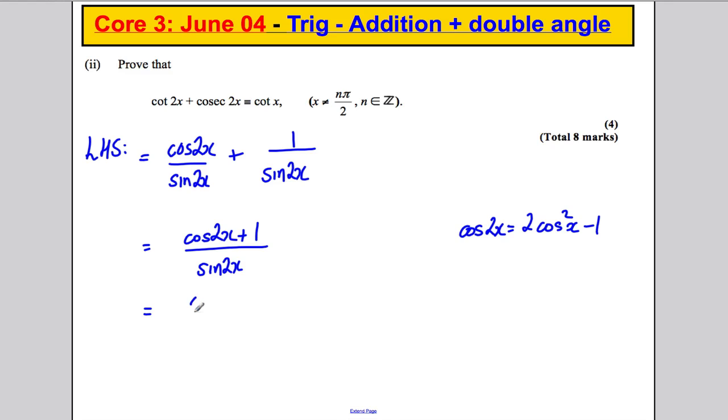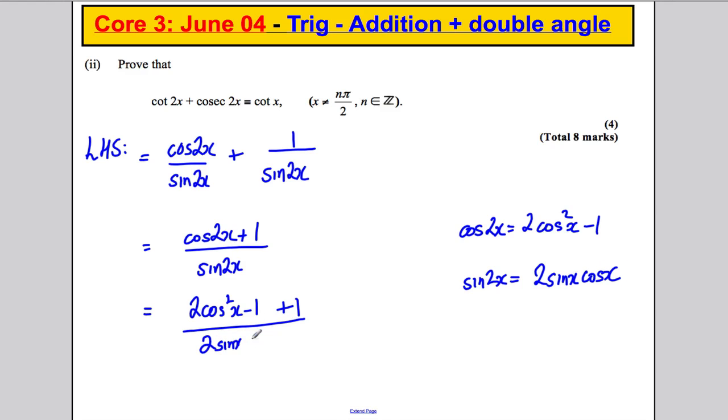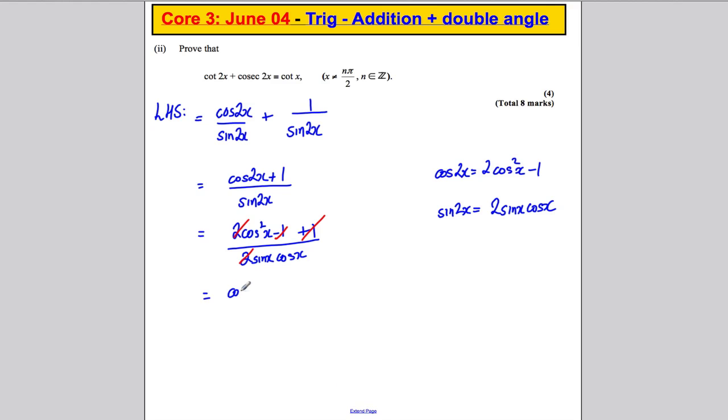So we could write this as 2 cos squared x subtract 1 plus 1 all over, could we write sine 2x as anything helpful? Well, we could write that as 2 sine x cos x. So all over 2 sine x cos x. Now, the negative 1 and the plus 1 cancel, and the 2's cancel, and we've got cos squared x over sine x cos x, which is cos x over cos x sine x. Cos's cancel, and we get cos over sine, which by definition is cot x, and we're done for 4 marks, and we've got our 8 marks for the question.